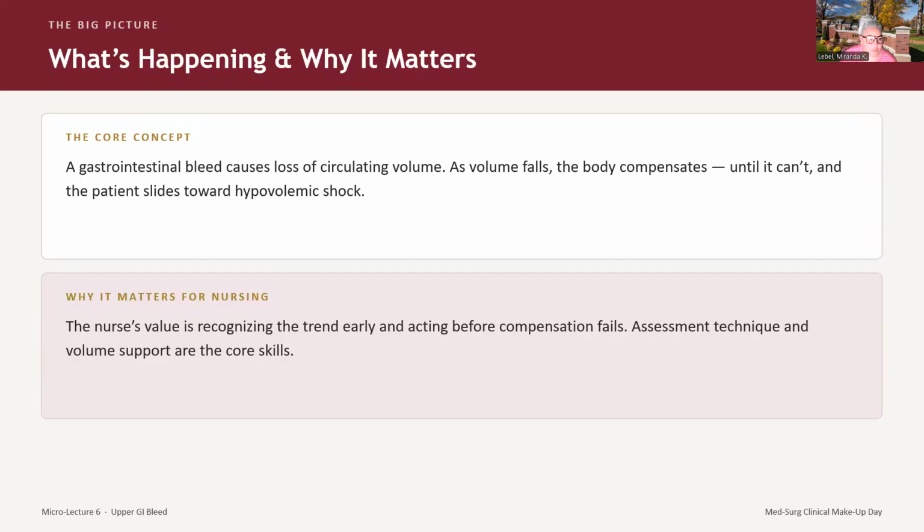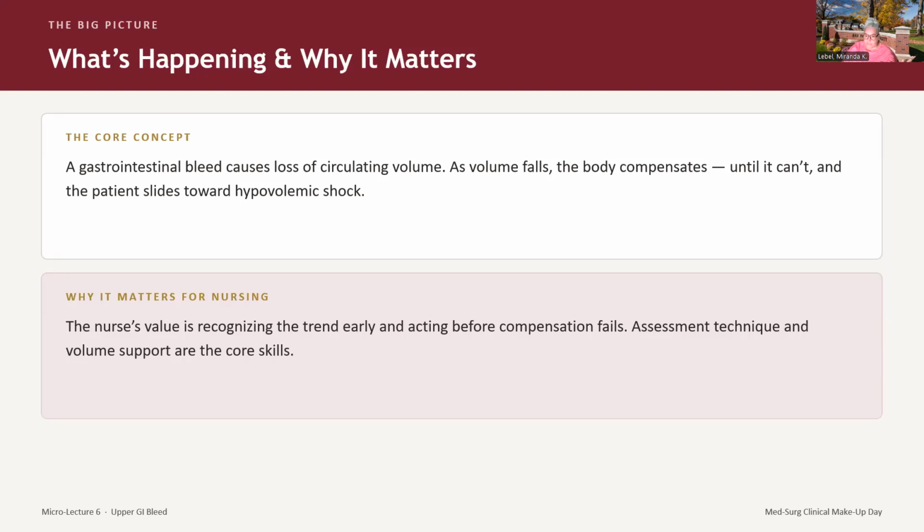All right. Okay, so what's happening and why does it matter? So gastrointestinal bleed causes loss of circulating volume. That makes sense, right? The gastrointestinal tract is huge and it now has a bleed. So the blood is no longer staying in the vascular space, it is leaving into the GI tract. As the blood volume falls, the body's going to compensate. It's going to work to get us to that homeostasis till eventually it can't, and then the patient will slide towards hypovolemic shock.